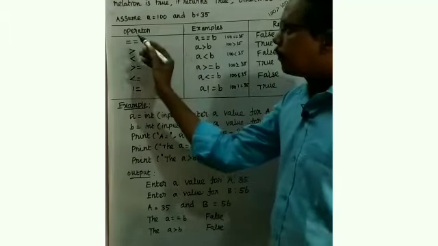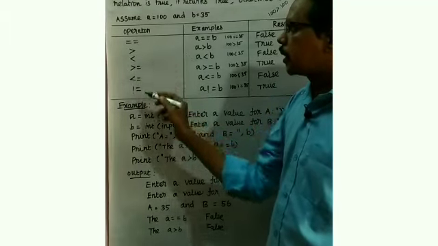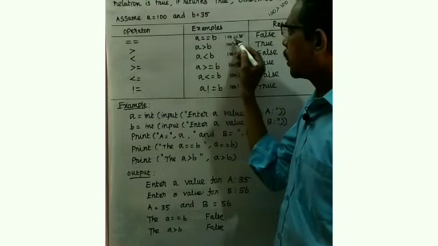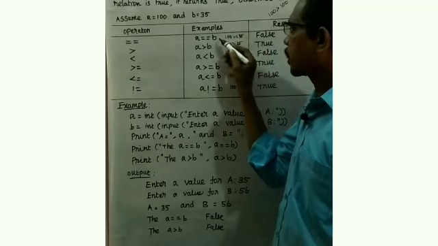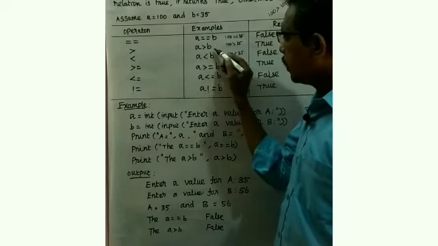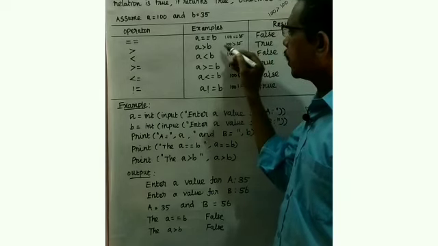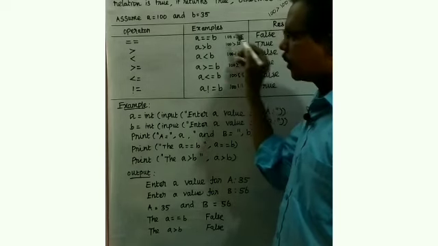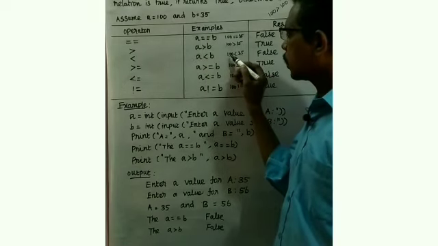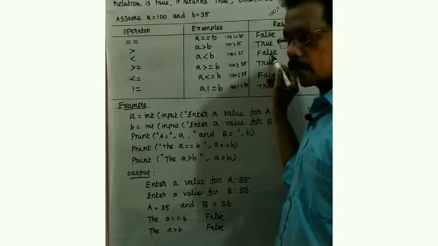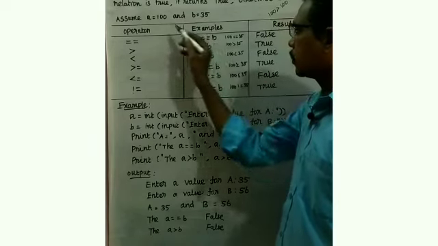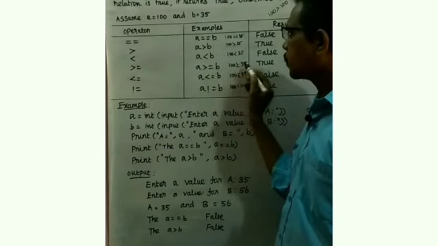Now we can see examples of the relational operators. First, a == b, 100 == 35. It will check the condition, so the condition is false. Next, a > b, 100 > 35. So the condition is true. Next, a < b, where a is 100 and b is 35. So 100 < 35 is false. Next, a >= b, so a value 100 greater than or equal to b value 35.